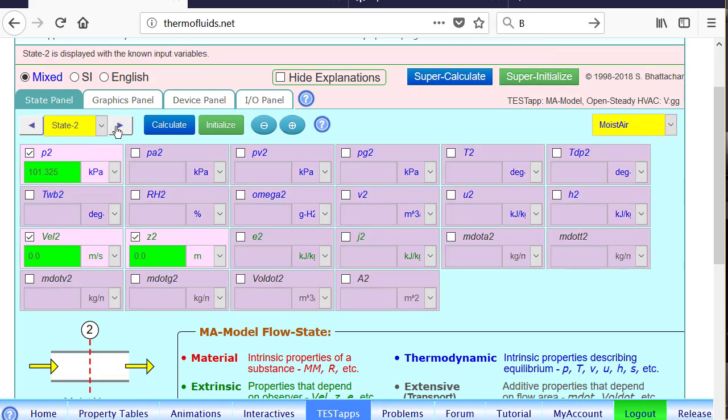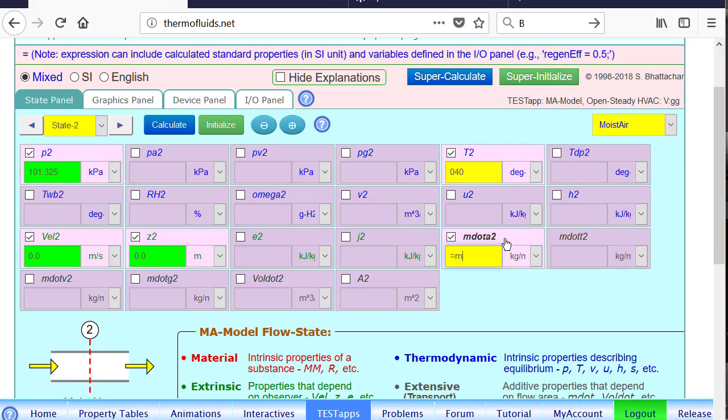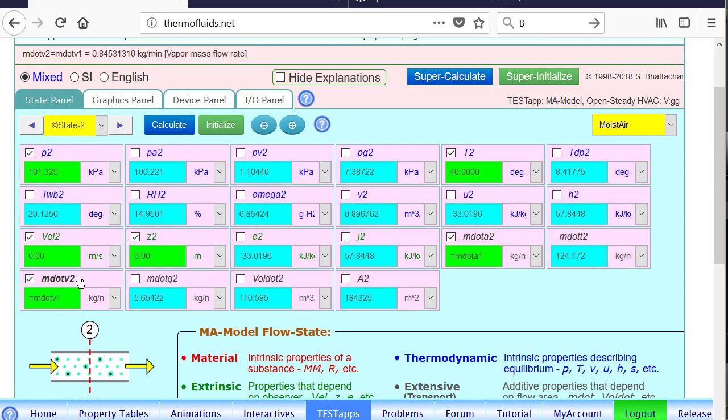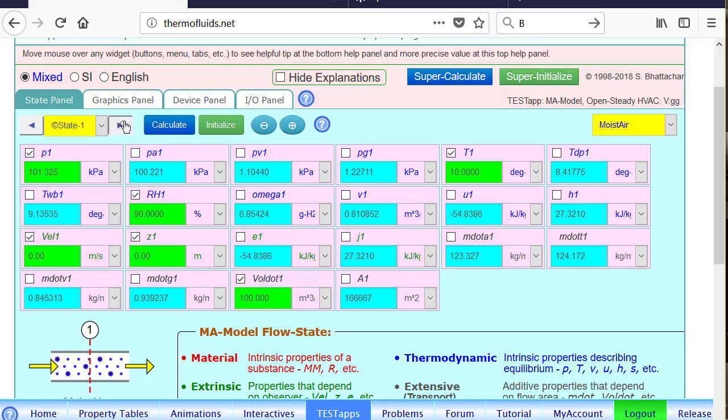For state 2, the temperature is given to us as 40 degrees Celsius. And as we discussed already, the mass flow rate of dry air is not going to change, m dot air 1, and the mass flow rate of vapor is not going to change, because no vapor, no H2O or dry air is taken out or added in this problem during the flow. So that closes the problem. So we know that omega 2 should be equal to omega 1, 6.854. You can see that it's 6.854 as we expected.